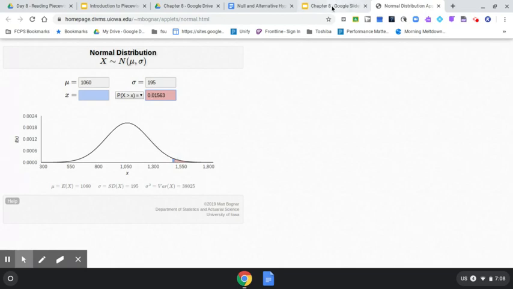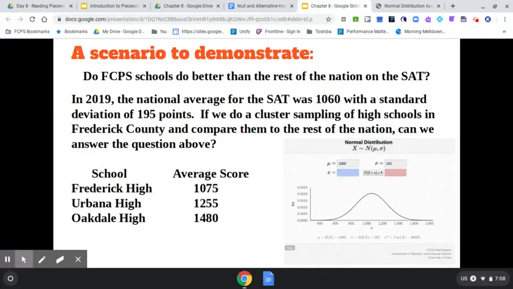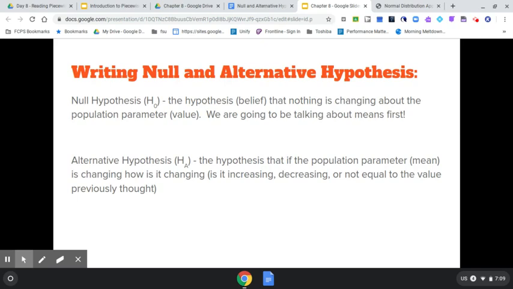Okay, we'll get into all of the nuts and bolts of how that works in the next lesson. Today, we're going to be concentrating on what's called the null and alternative hypothesis. The null hypothesis, or H sub 0, is the hypothesis or the belief that nothing is changing about the population parameter, the population value. In other words, we're talking about the mean today. So nothing's changing about the population mean. So for that last example, our null hypothesis, H sub 0, would be that mu is equal to 1060. Or in other words, the national SAT score is 1060.